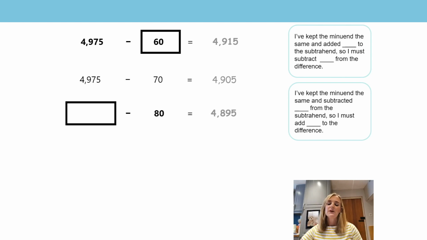4,975. Let's see. So from that middle calculation to the bottom one, the subtrahend was 70 in the middle one, and it's increased by 10 to get to 80 in the bottom one. So we've had an increase of 10. So in our difference, it should decrease by 10. So 4,905 is the difference in the middle one, and it has decreased by 10 to get 4,895. So therefore, we're in the same pattern. It's fitting this rule, so it is 4,975 for the minuend because it fits the rule. So therefore, our minuend can be kept the same.